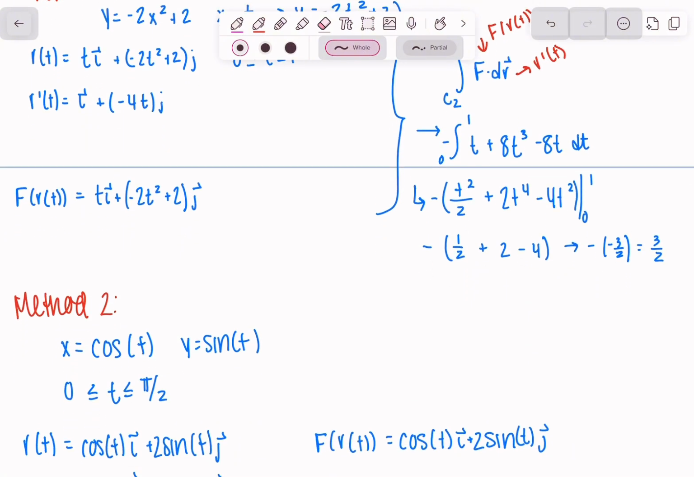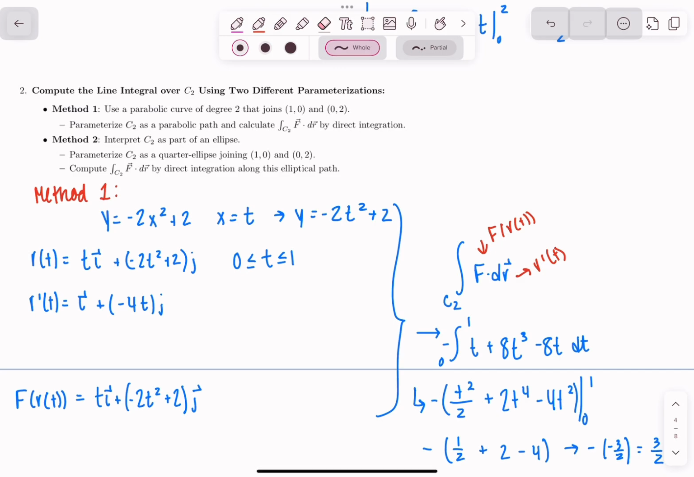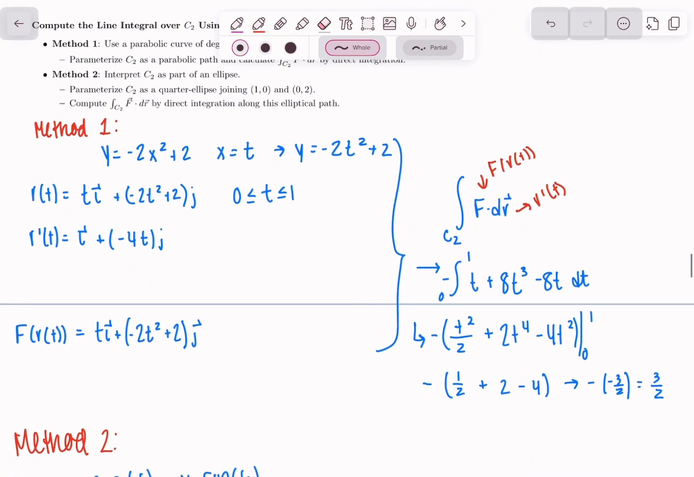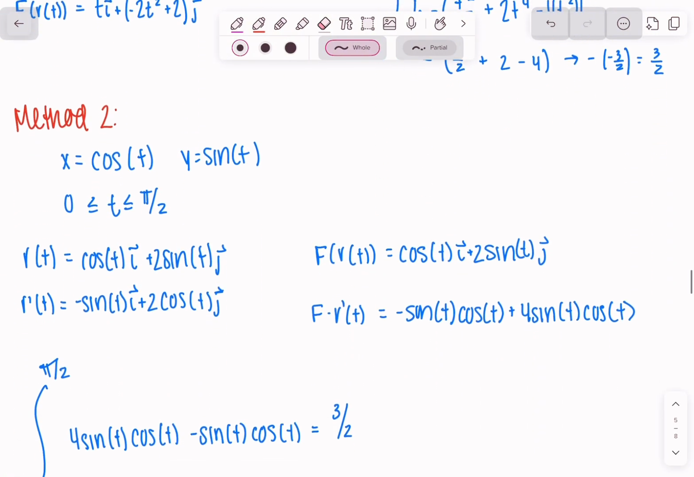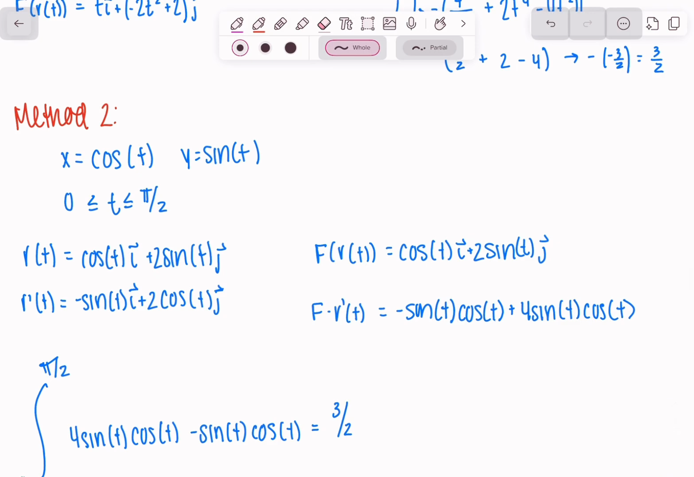So then we see method 2, it's saying as an ellipse, so we're going to parameterize it again and then compute the integral of C2, f dot dr, by direct integration. When you're doing this as an ellipse, you have to put x and y in terms of cosine and sine. So our x is cosine, our y is sine.